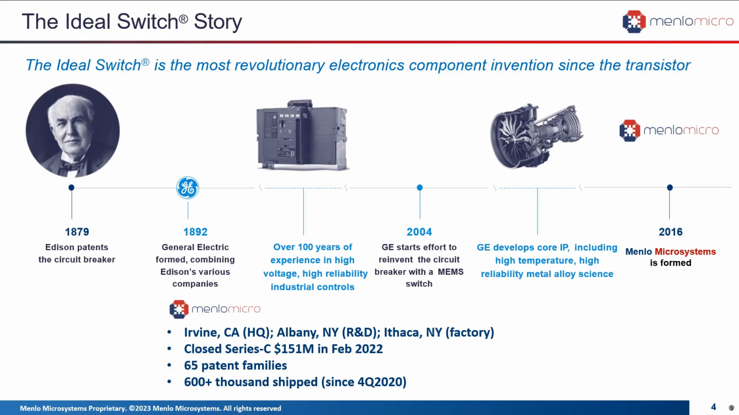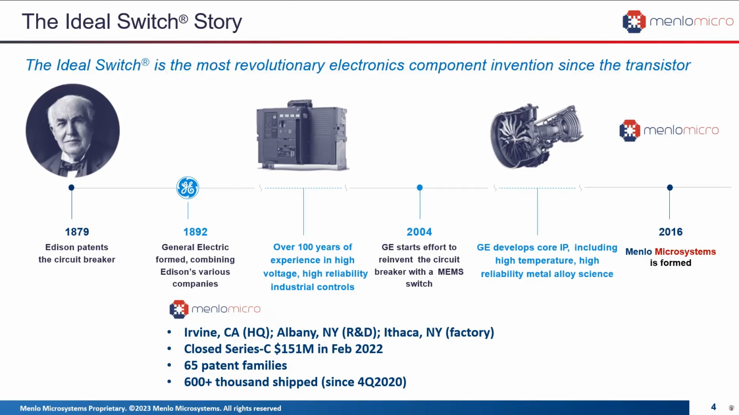The Ideal Switch story began over 100 years ago when Thomas Edison invented the circuit breaker. General Electric combined his invention to reinvent a circuit breaker using MEMS switch technology. GE then heavily invested in material science R&D in order to solve MEMS key technical challenges, such as how to reliably operate a MEMS switch at high temperatures.